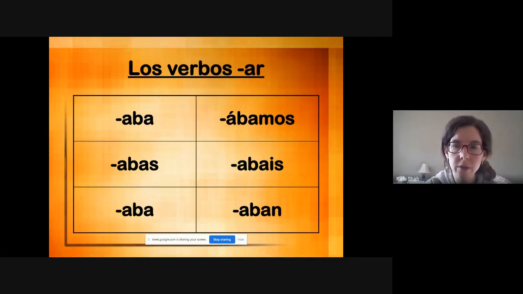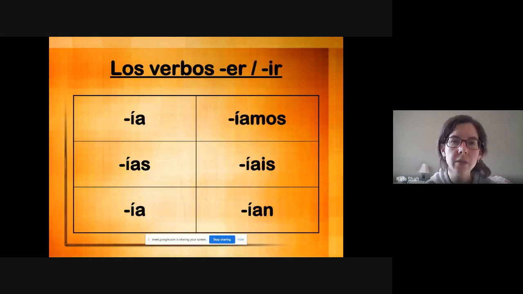Your ER and IR verbs have the same exact forms, which is great. Take off the ER, take off the IR, and add ia, ias, ia, iamos, iais, ian. Make sure there's an accent mark on the first I in every single form. Pause this while you get caught up.